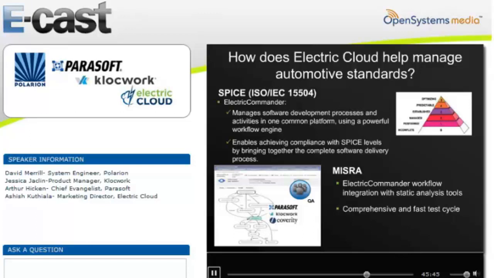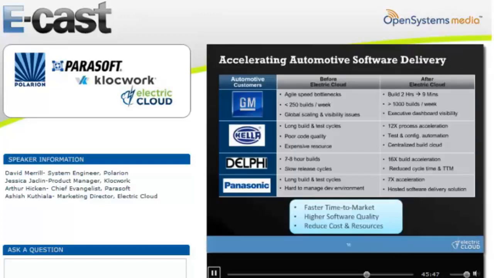Just wanted to quickly summarize how some of our customers that we are working with in the automotive industry have been able to reduce their build times, reduce their testing times, as well as reduce their time to market with the software that they have to deliver.